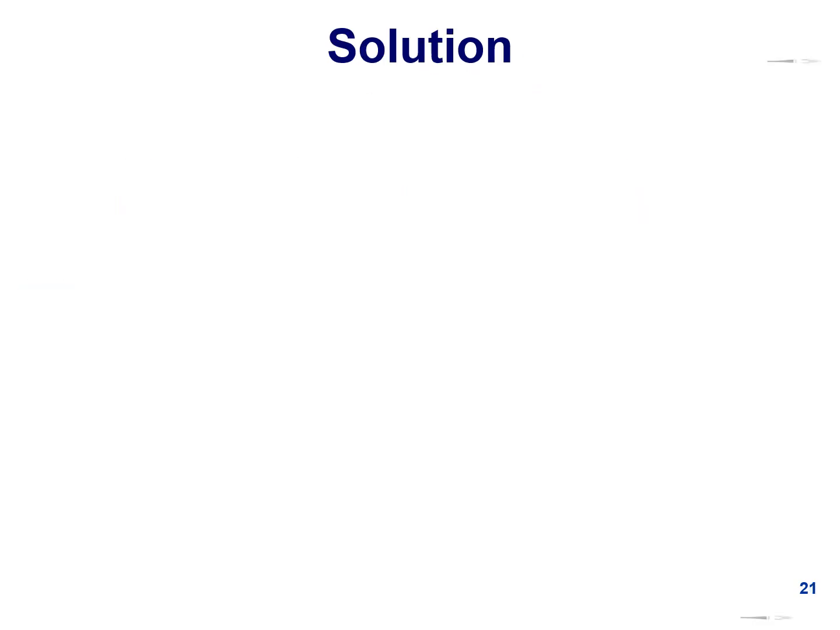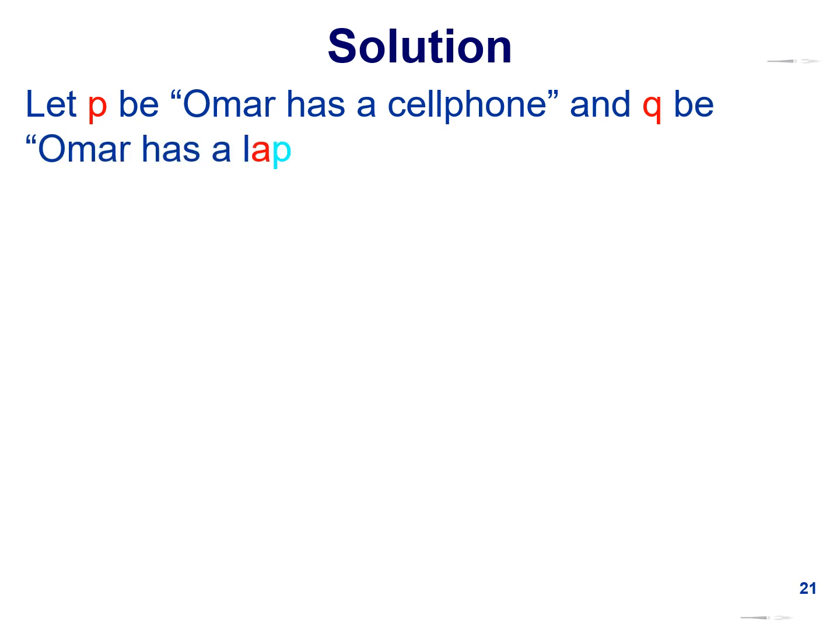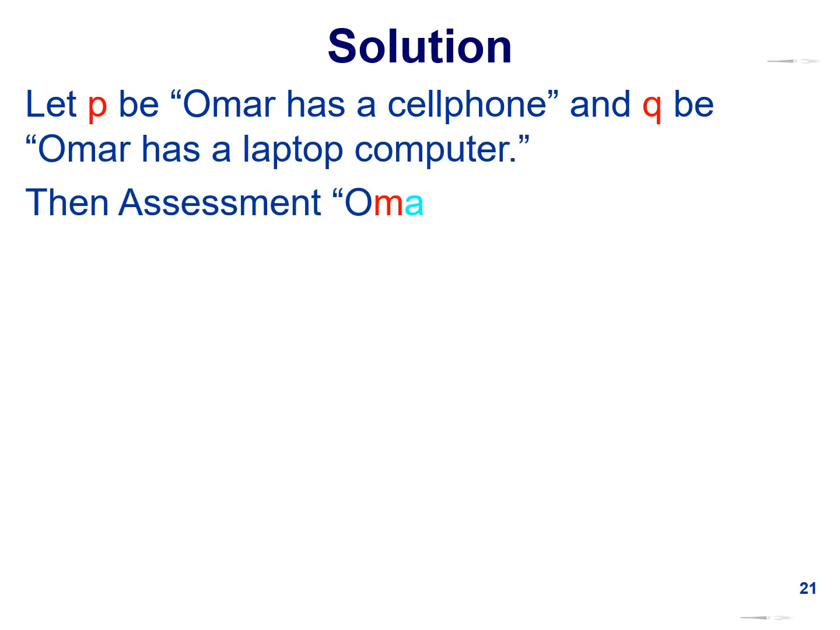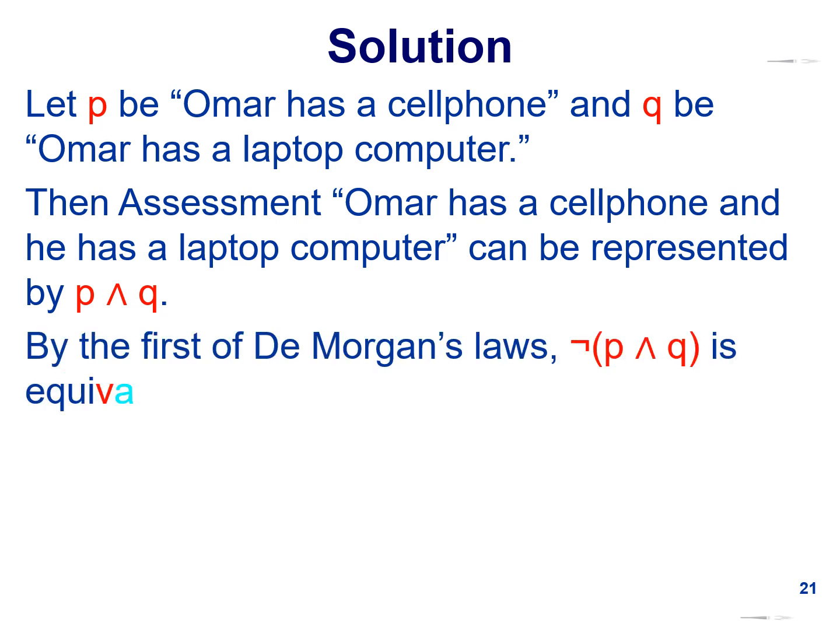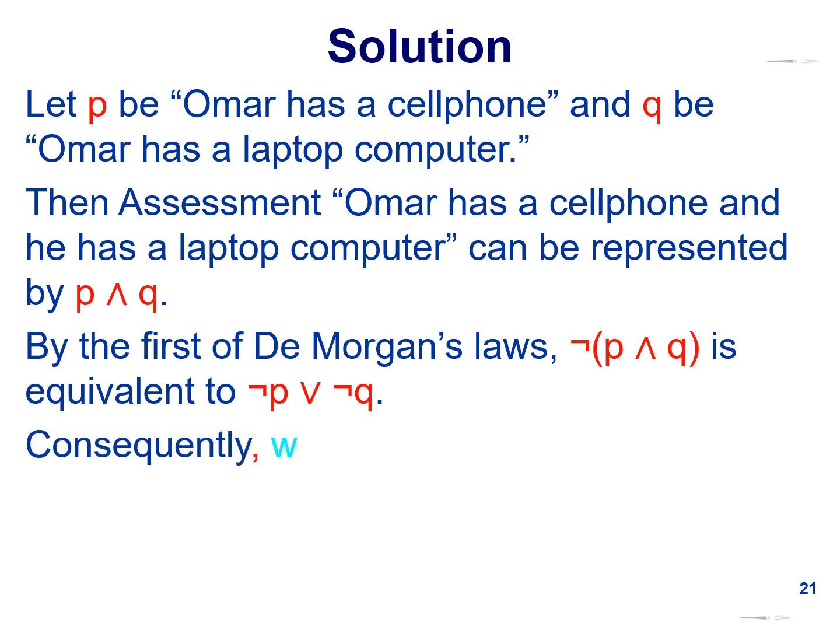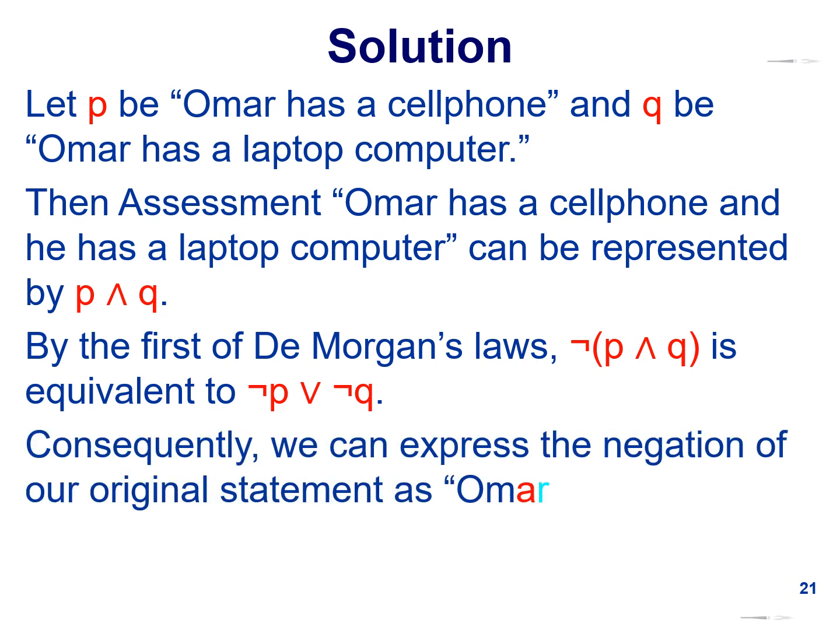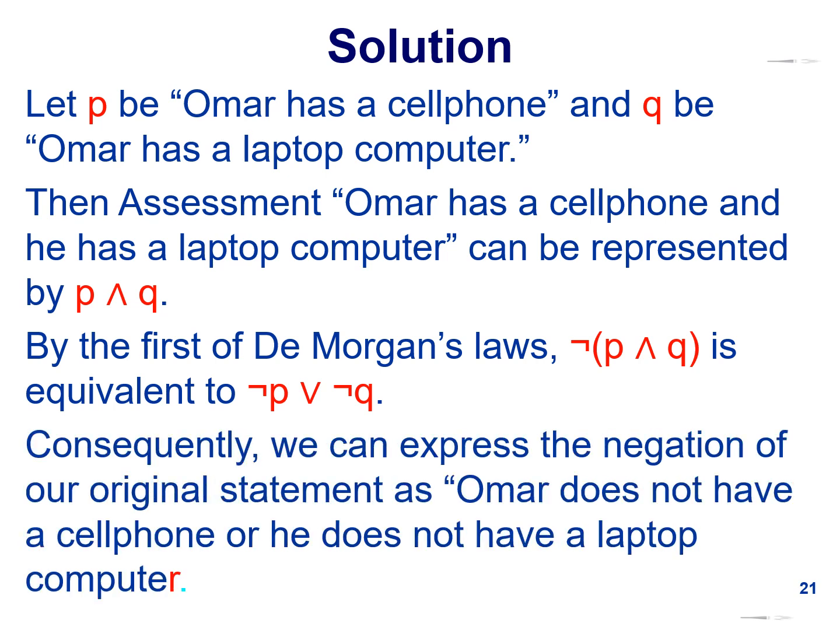Let P be "Omar has a cell phone" and Q be "Omar has a laptop computer." Then the statement "Omar has a cell phone and he has a laptop computer" can be represented by P and Q. By the first of De Morgan's laws, not (P and Q) is equivalent to not P or not Q. Consequently, we can express the negation of our original statement as "Omar does not have a cell phone or he does not have a laptop computer."